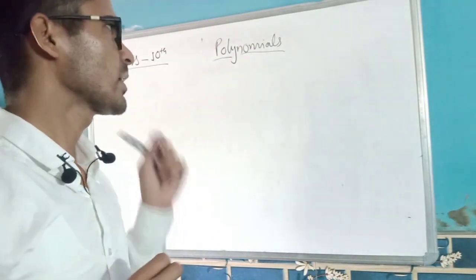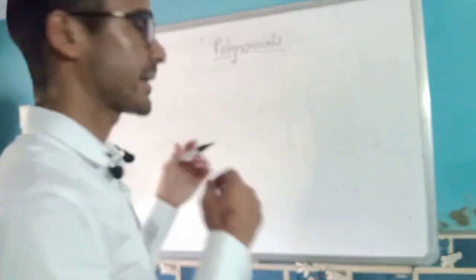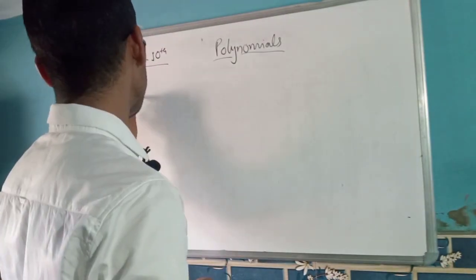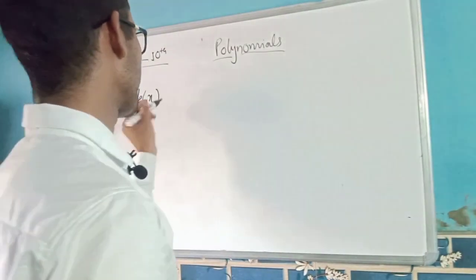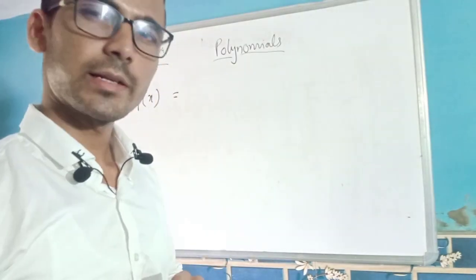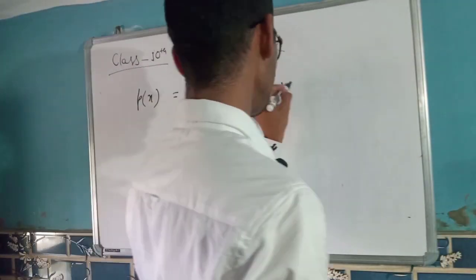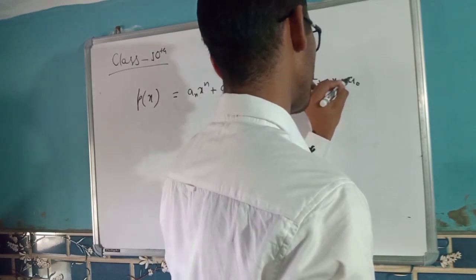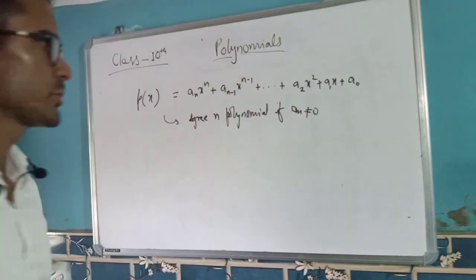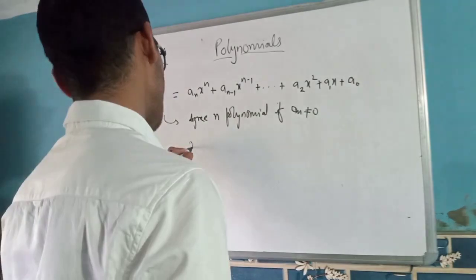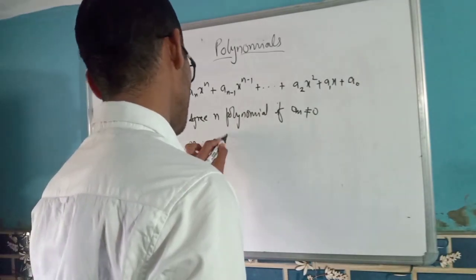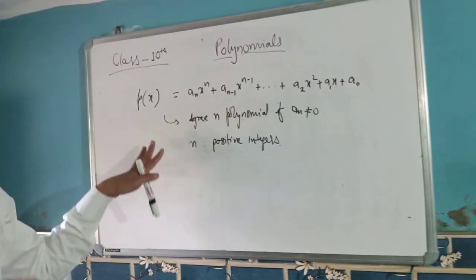Let's start by writing a general polynomial. We denote a polynomial as p(x), or p of x. Here x is a variable. So we have a_n x^n + a_{n-1} x^{n-1} + ... + a_2 x^2 + a_1 x + a_0, where a_n is not equal to 0. If a_n is not equal to 0, it is called a polynomial of degree n, where n is a positive integer. This is the general definition of a polynomial.